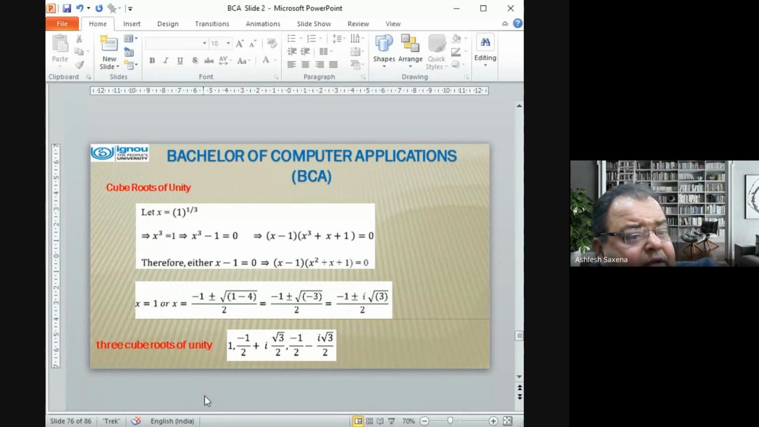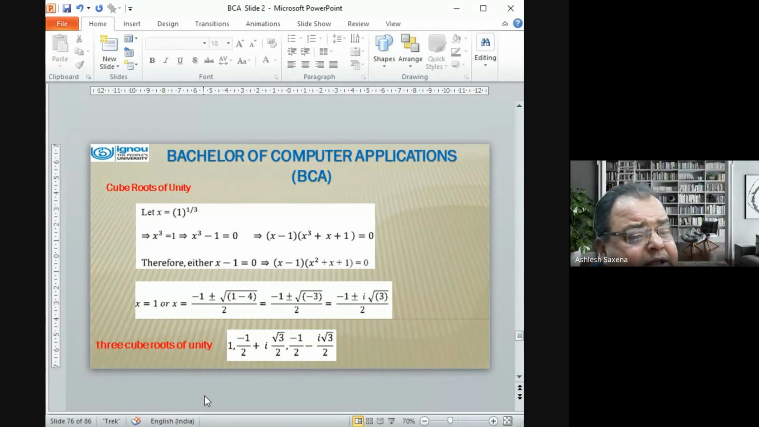When we do the cube of it, on the left hand side you will get x cube is equal to 1. That is x cube minus 1 is equal to 0. That is nothing but a cube minus b cube, so we can write it down as x minus 1 into x squared plus x plus 1 is equal to 0. That means either x minus 1 is equal to 0 or x squared plus x plus 1 is equal to 0.